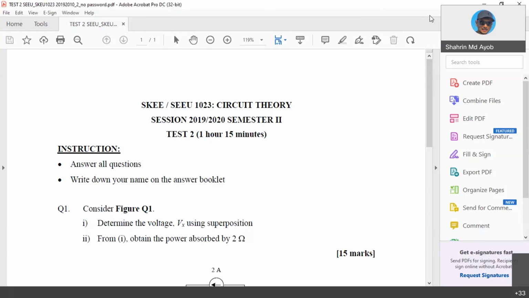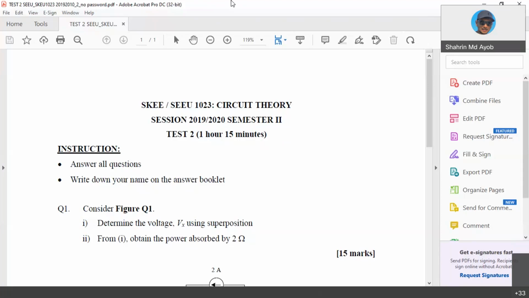So this is the previous second test, 2019 and 2020 for this course 1023. And for your information, the second test will be delayed. Just to announce here that your second test has been delayed to, I think, January 19.